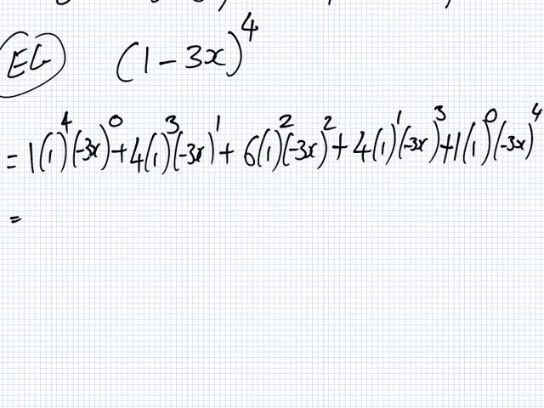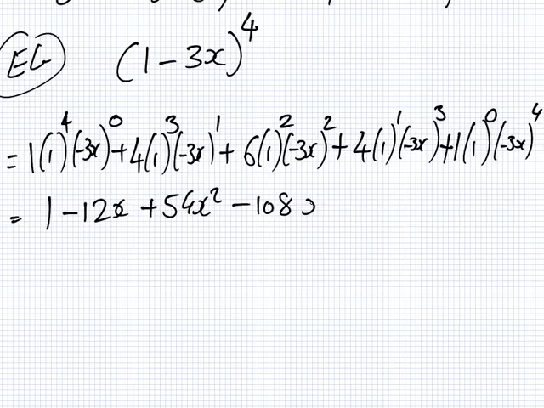Okay, so that's a 1, that's a 1, that's a 1, so 1 altogether. That's a minus 3, a 1, and a 4, so that's minus 12x. Minus 3 squared is 9. 9 times 6 is 54, 54x squared. Minus 3 cubed is minus 27. Minus 27 times 4 is 108. So minus 108x cubed.